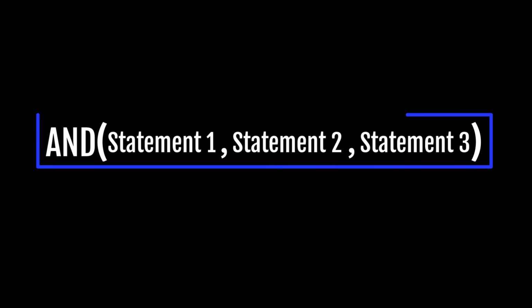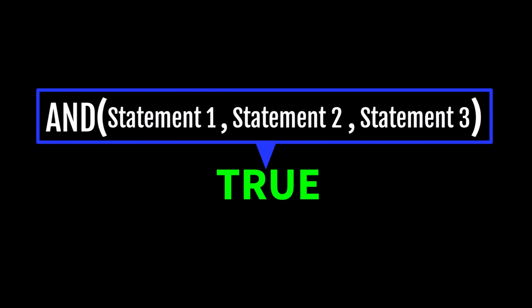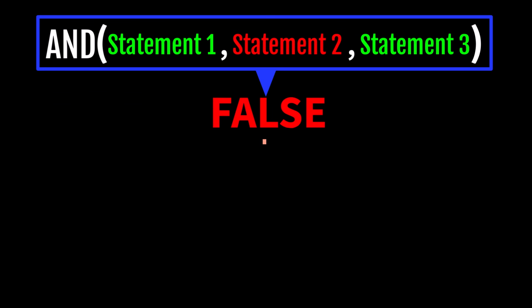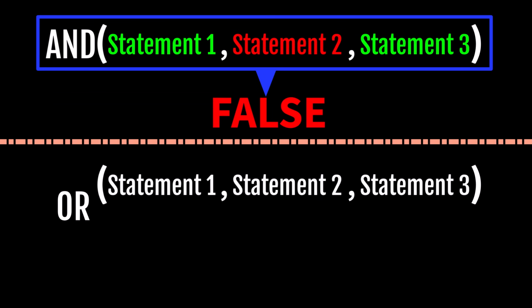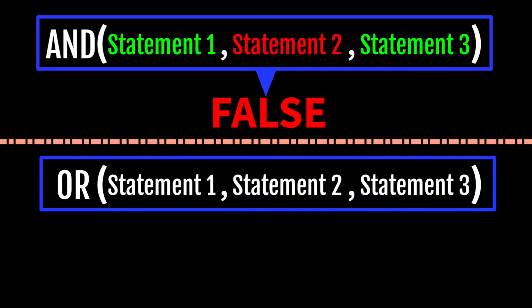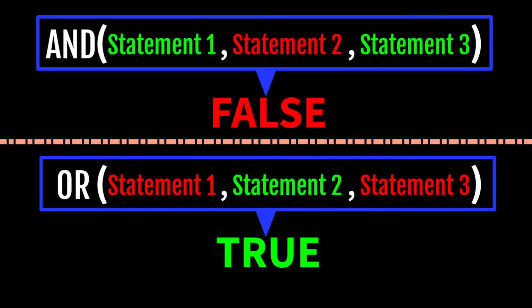Just a quick note here. When you combine statements or conditions with AND, the combined statement will be true only if all statements are individually true. If at least one statement is false, the entire combined statement becomes false. In some cases, you may want to combine statements using OR instead of AND. When combining statements with OR, the combined statement will be true when at least one statement is true. The combined statement becomes false only when all statements are false.